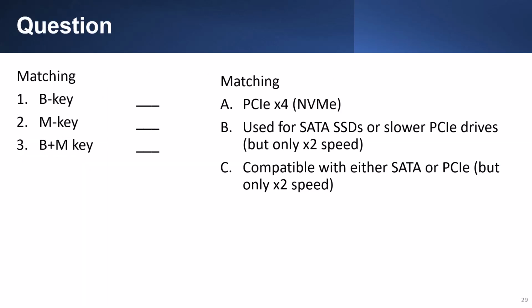Match the key to the description. B key is used for SATA SSDs or slower PCI Express drives, but only by 2 speed. M key is PCI Express by 4 lanes, non-volatile memory express. B plus M key is compatible with either SATA or PCI Express, but only at by 2 speed.